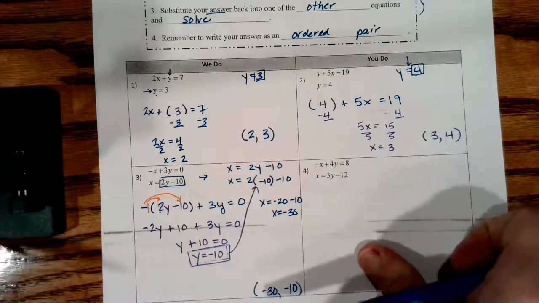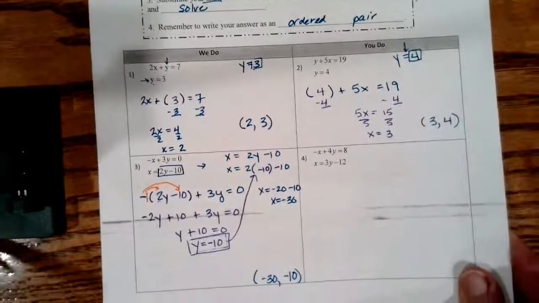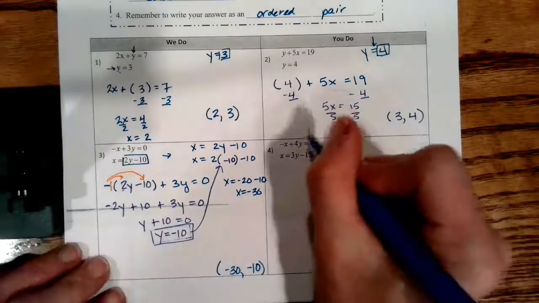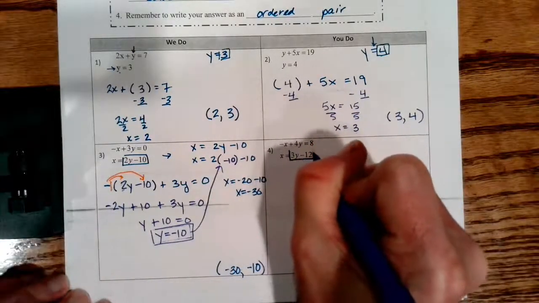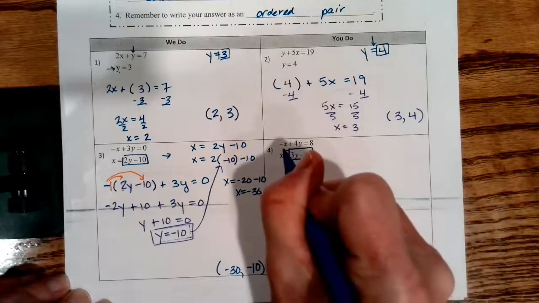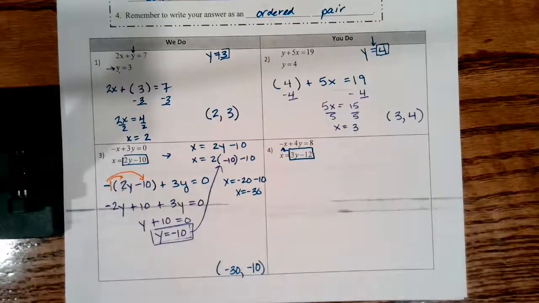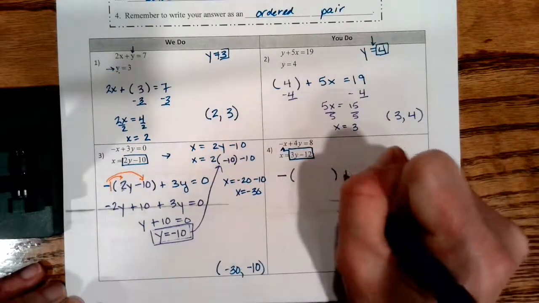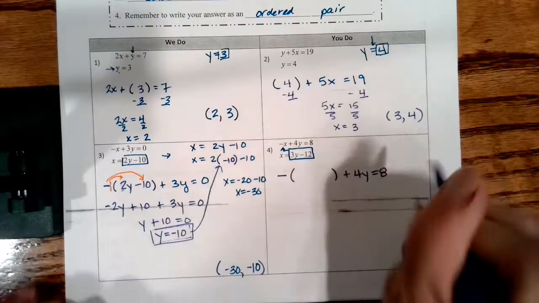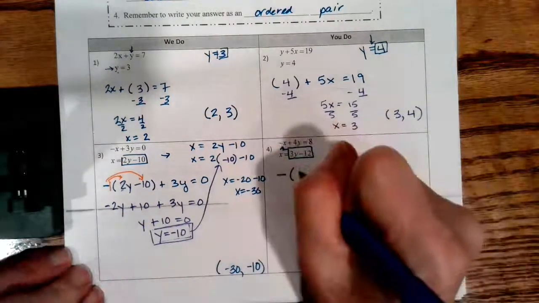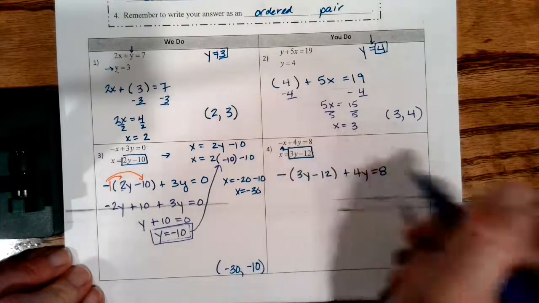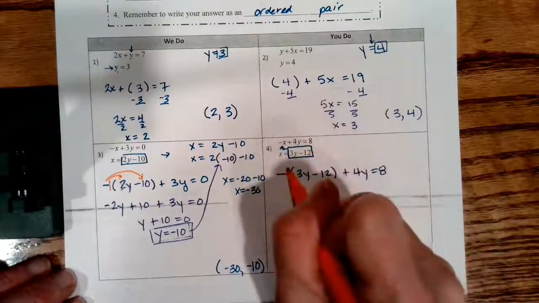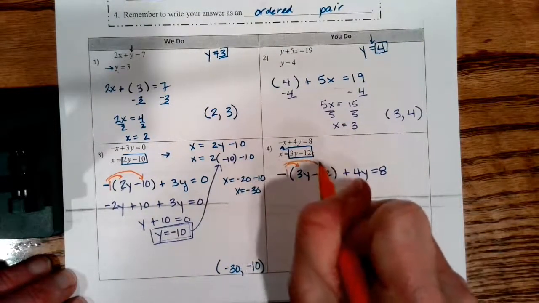Alright, let's take a look at this second problem over here. Again, this is nice because I have a value for x, and I'm going to plug that in to my original equation. So I have the opposite of that value for x plus 4y is equal to 8. That x is 3y minus 12. Remember, anytime I see a negative here, that's actually having a negative 1, and that has to be distributed.